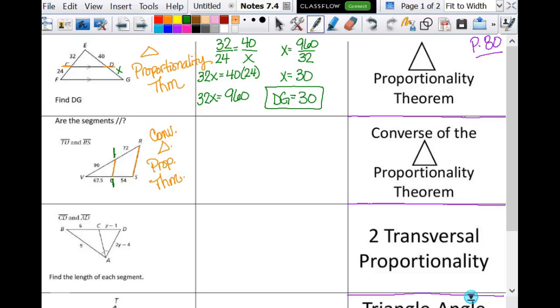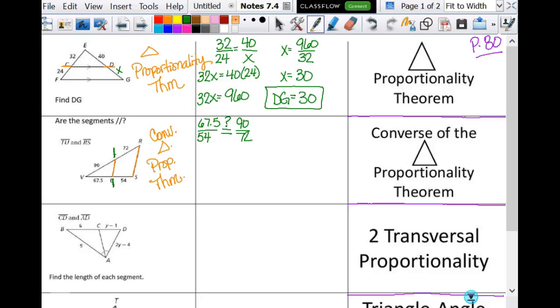So what I would actually set up right here is 67.5 over 54. Then I'm going to put in equals with a question mark, because that's what I want to know. Are these two fractions equal? And then it would be 90 over 72. Because if those two fractions are equal, then the pieces are proportional, which means in turn then the lines are parallel.